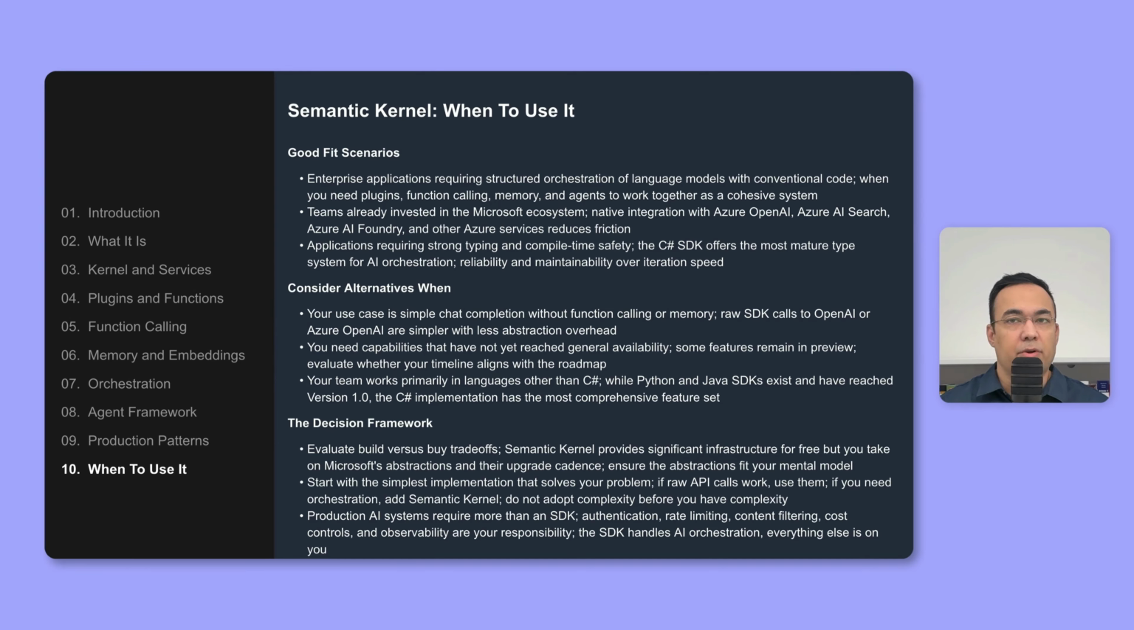Finally, you should remember that production AI systems require more than an SDK. Authentication, rate limiting, content filtering, cost controls, and observability are your responsibility as well. Semantic Kernel handles AI orchestration. Everything else, like what I just mentioned, is still the work you need to do.